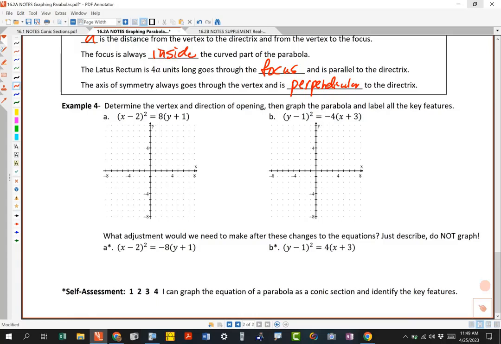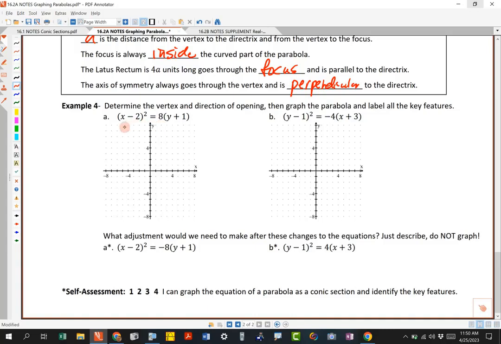If you can graph these, again, that's the I can statement for today. You can see it down here. I can graph the equation of a parabola as a conic section and identify all the important features. So let's check and see here. Don't say anything out loud. Just think, which variable squared? And what's the sign of that right there?